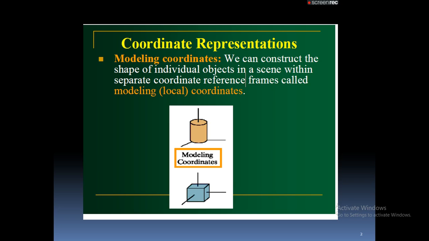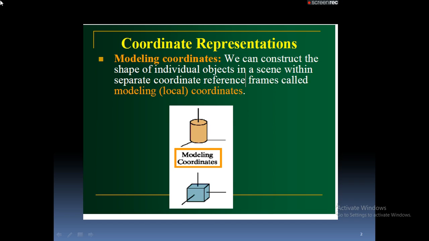To translate the created image to the screen, we need to perform a series of transformations. As we discussed in the previous class, we have various types of transformations to perform, and then we will get various types of coordinates. As you can see in this slide, I have written the coordinate representation. The first type of coordinates is modeling coordinates.